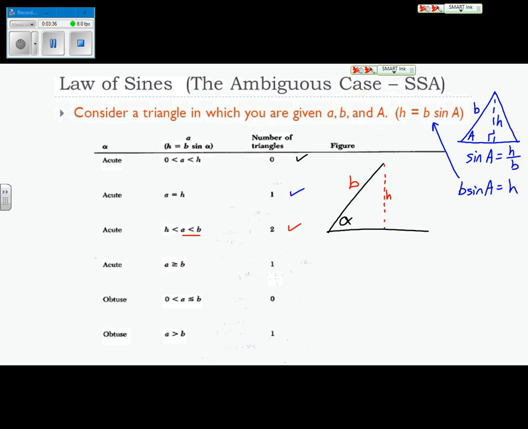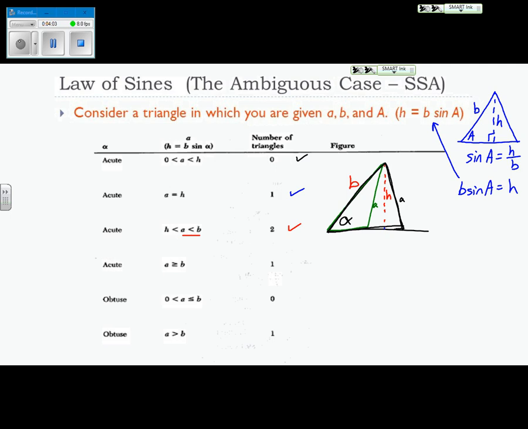What happens is there are 2 possible triangles that can come down for a. A could come down like so, and then you get this green triangle right here, or a has the possibility of coming down like so. Both of these distances for a are the same, and then you end up with this larger black triangle. So there are 2 different triangles that can happen there.